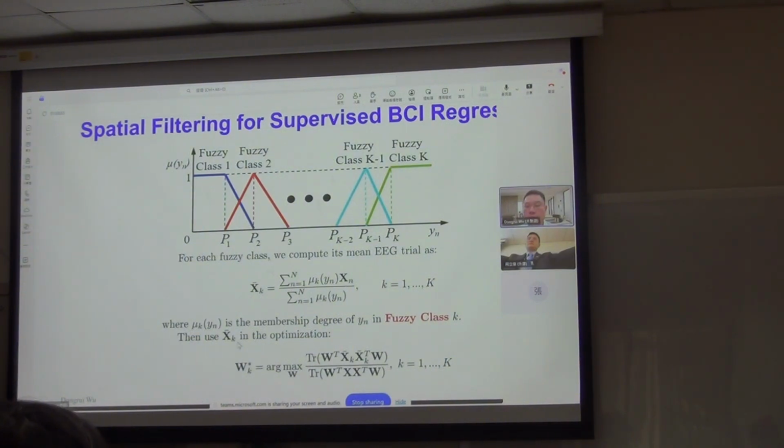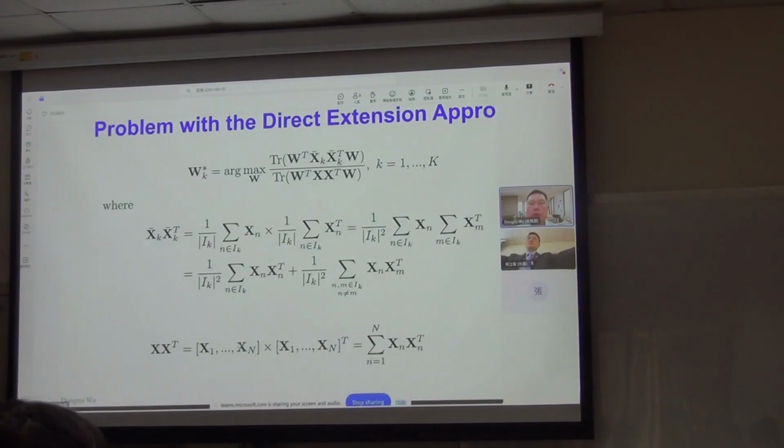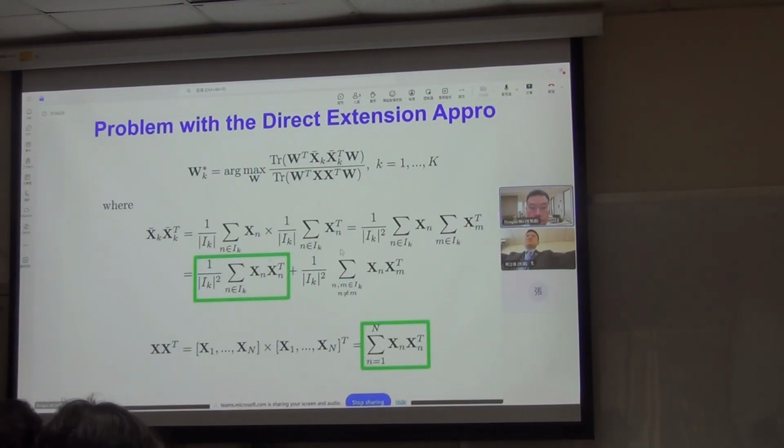So this is a very simple extension of the original CSP filter from classification to regression. We also have a very small improvement to the original filtering approach. Here in the numerator, when we compute the mean covariance matrix of each class, the formula is like this. And in the denominator, we compute the mean covariance matrix of all EEG trials in this formula.